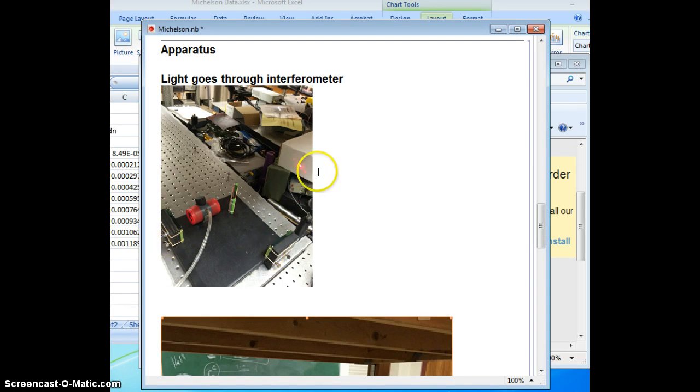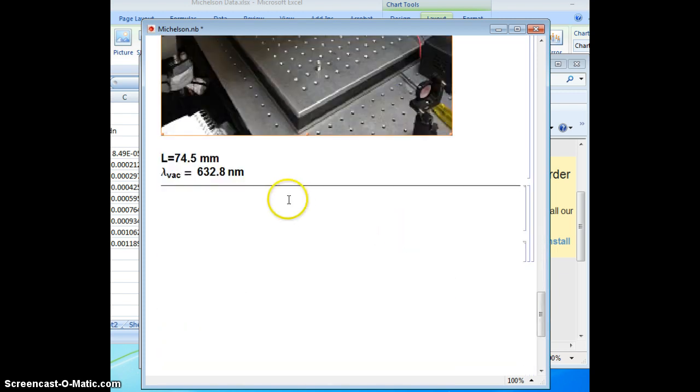Yes, that would be it, the bright spot there. You can see a big bright spot in the middle, and then we're beginning to get maybe a few fringes around there. We found that our optical path is 74.5 millimeters. Our lambda in vacuum, as I've said, is 632.8 nanometers.